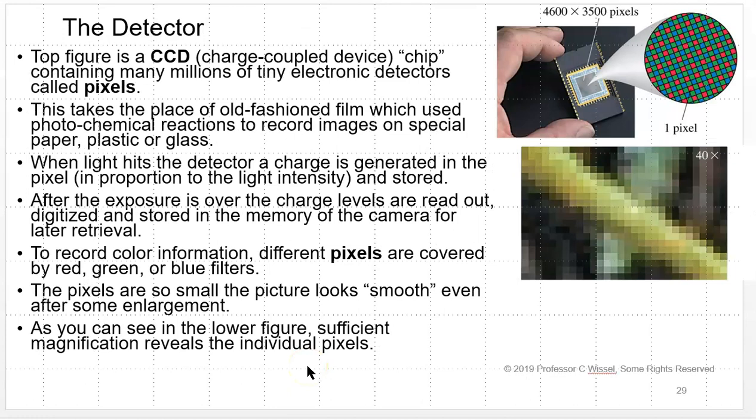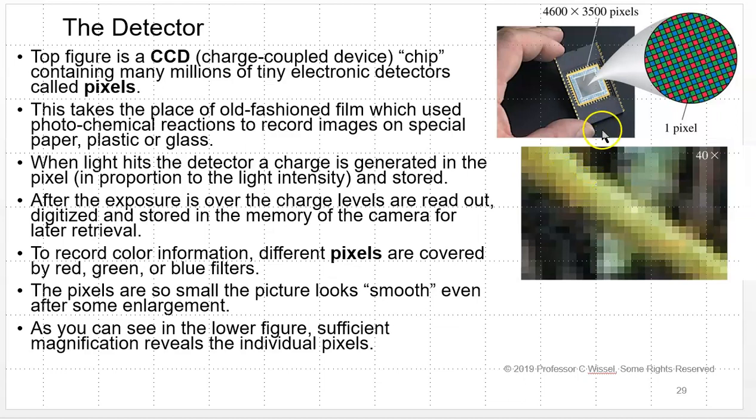Now, I promised to tell you what was going on inside your camera or your cell phone camera. This is the detector. This is what takes the place of old-fashioned chemical film. What is here is a top picture of a CCD. That is called a charge-coupled device. It's a chip containing many millions of tiny electronic detectors called pixels. And you wonder where the term pixel came from. This takes the place of old-fashioned film, which used photochemical reactions to record images on special paper, plastic, or glass.